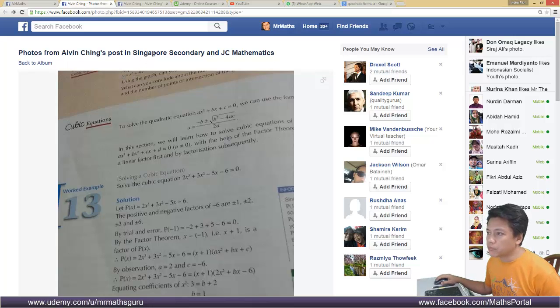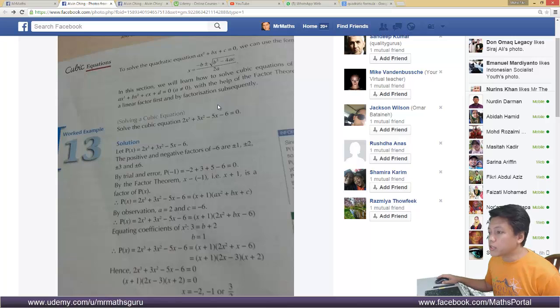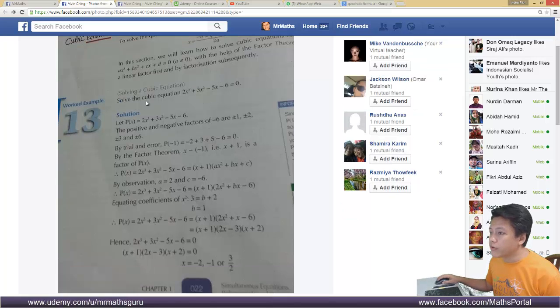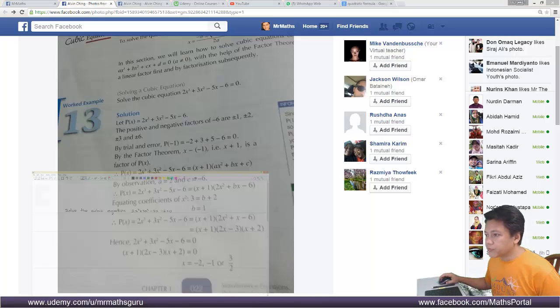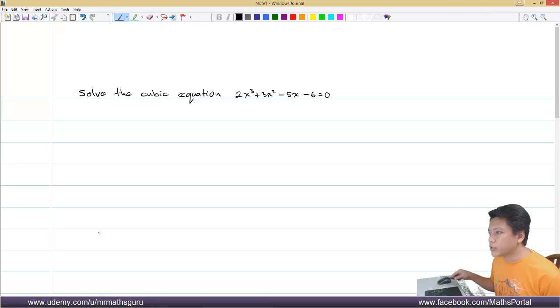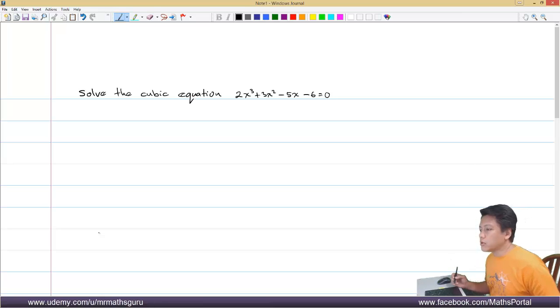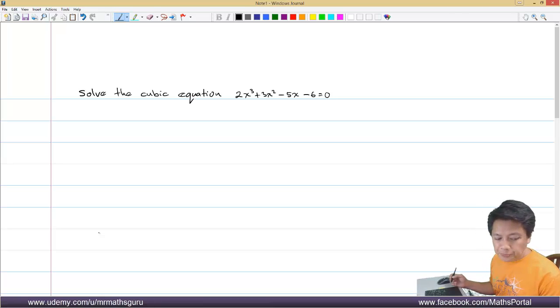Alvin Ching from the Singapore Secondary and JC Mathematics page posted a question about solving a cubic equation. So I'm going to attempt it as well and show how to do it. Alright, let's go about it. To solve the cubic equation 2x cubed plus 3x squared minus 5x minus 6 equals 0.